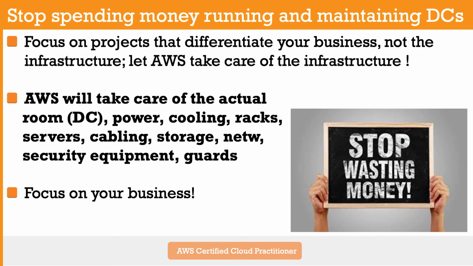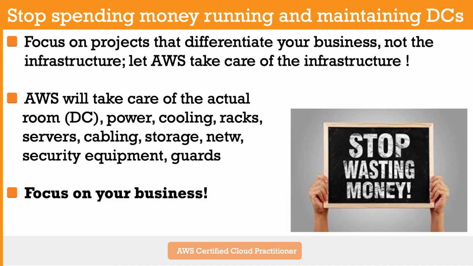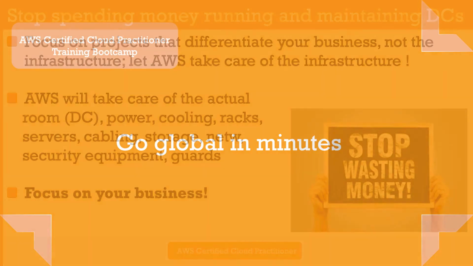AWS will take care of the actual rooms of the data center, power, so redundant power, so to say, cooling, racks, servers, cabling, storage, networking and security equipment, and guards. And actually some others too, but these are the main ones. You really need to focus on your business and not on the data center itself.